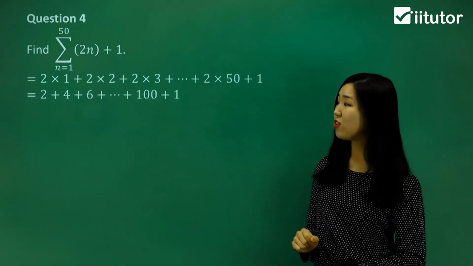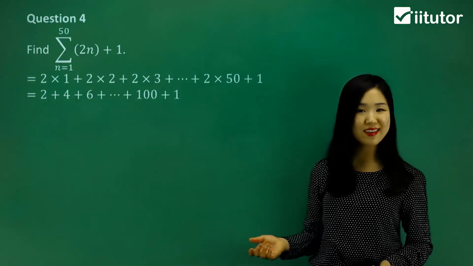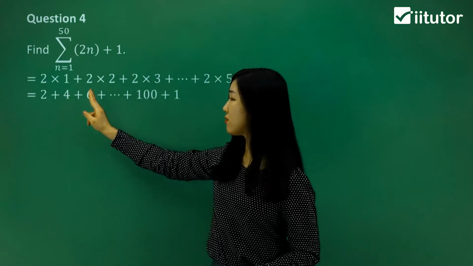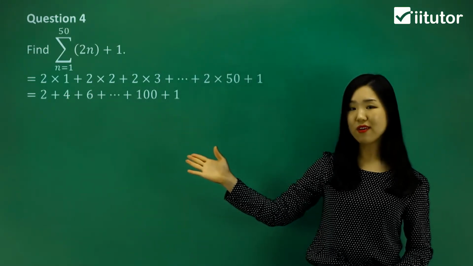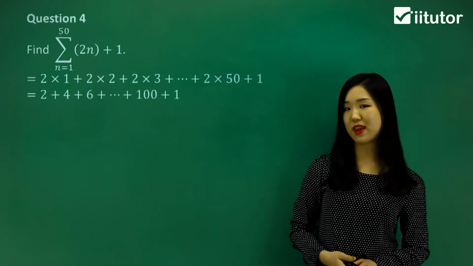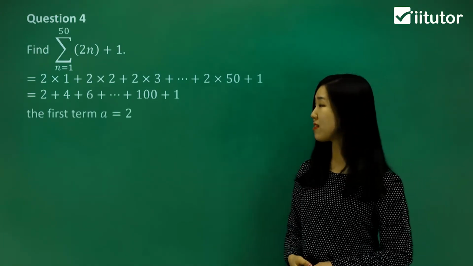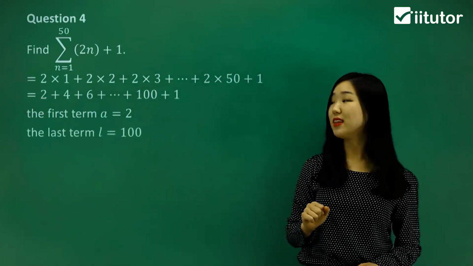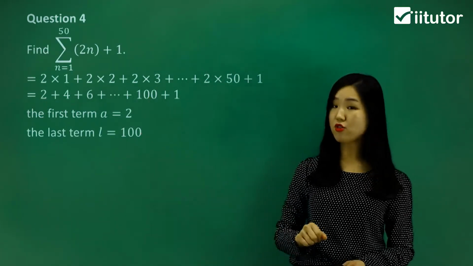Now guys, can you see something? Is it a pattern again? Can you see that pattern? 2 plus 2 is 4, 4 plus 2 is 6, and therefore, because the common difference is 2 each time, it is also an arithmetic progression. So what I'm going to do is say that the first term is 2, that's the first term of my arithmetic series. The last term, again, I know that it's going to be 100.